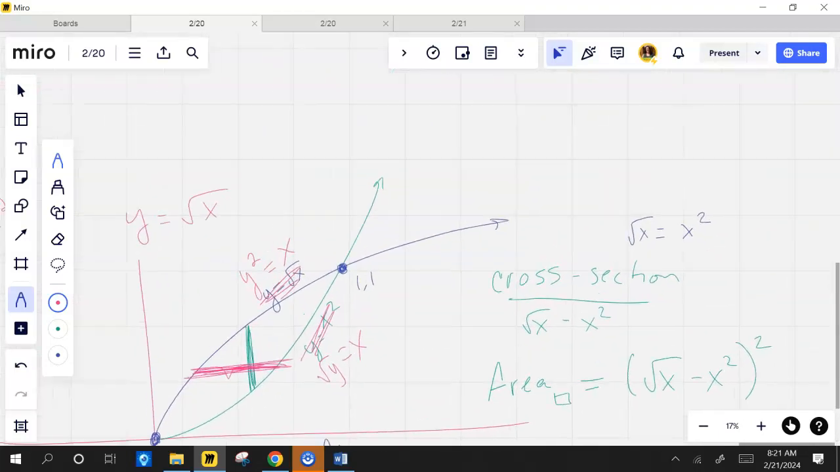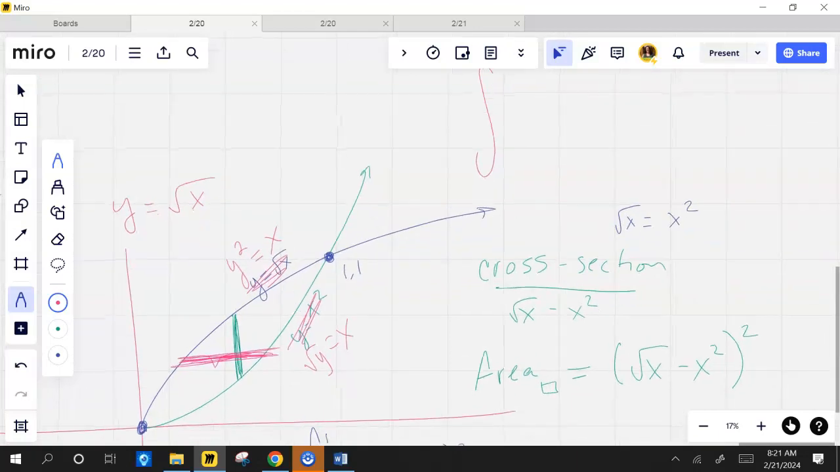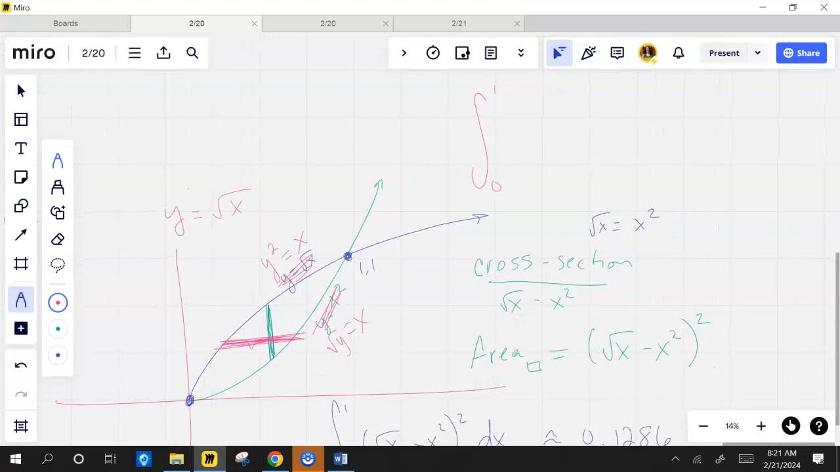This time though, I have to do it with respect to y. Now this is easy to get confused because my x and my y's are the same at each point, 0, 0, and 1, 1. But if they were different, I'm going from the y values here instead of the x values. And then I'm going to do right minus left. So square root of y minus y squared.